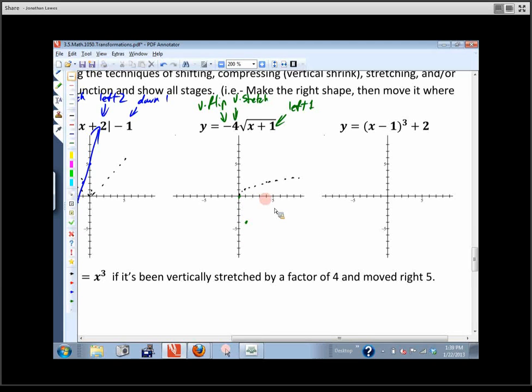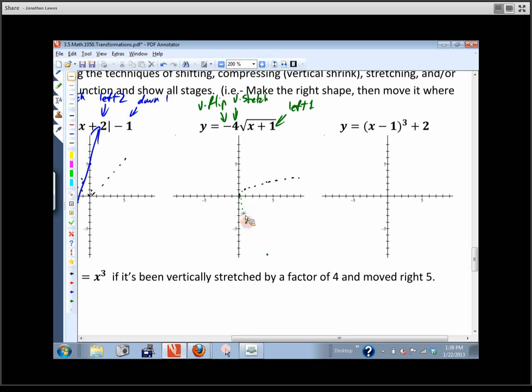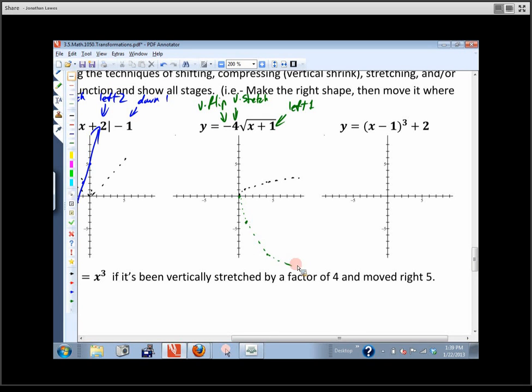Now the next point, if I go over 4, I'd normally go down the square root of 4. I'm going to go down, careful, square root of 4 is 2 times 4, 8, negative 8. So it would be about right here. Okay? That is the right shape, but it needs to be moved to the left one. So I'm going to take the whole graph, every one of those points that I found, move that over 1, move that over 1, move that over 1, and this is the graph right there, that solid one.